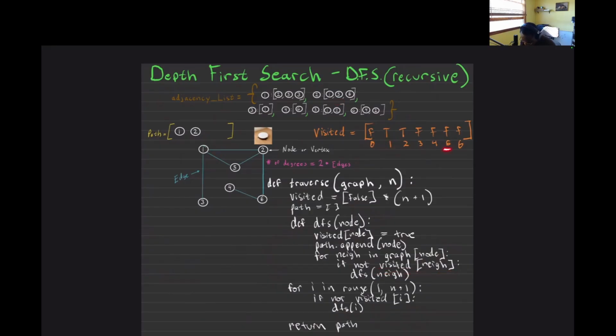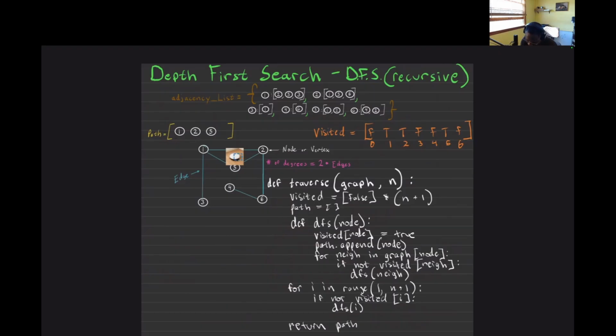It's false, right? So we go ahead and we go back inside our DFS, and then we mark 5 as visited, and then we append it to our path, right? So now 5 comes here. We go there. And now for neighbor in graph of 5, okay, so 5 has a 1 and a 2. Have they not been visited? Let's see. 1 is true, 2 is true, so they have been visited, okay? So we're done with 5.